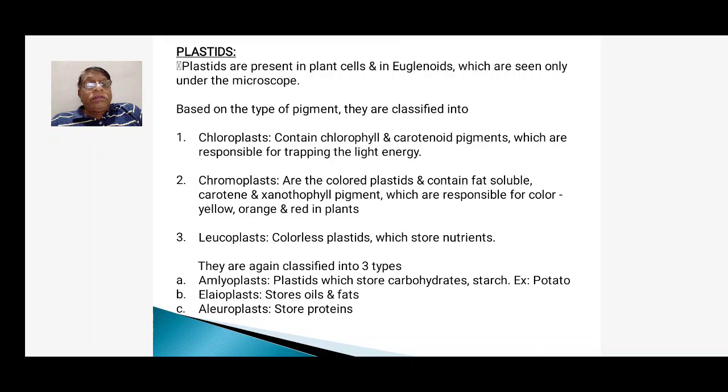Chloroplast plastids. What are chloroplast plastids? For 1 mark. The plastids which contain chlorophyll pigment are called chloroplast plastids. These plastids are very important for the plant body because they trap the solar energy, that is light energy, which is necessary for photosynthesis.